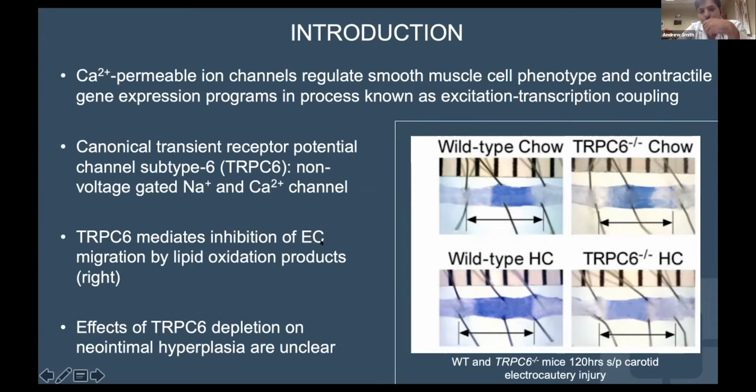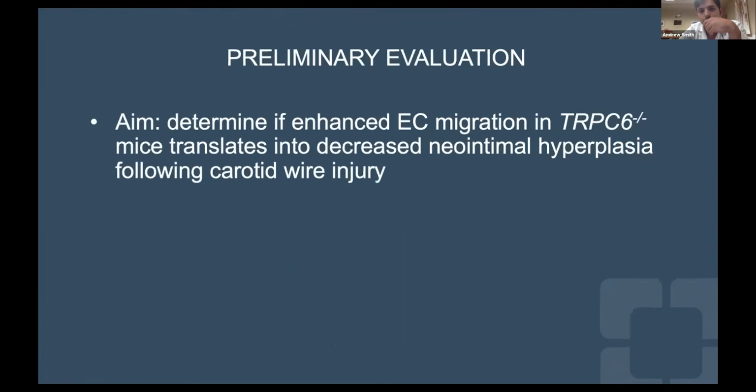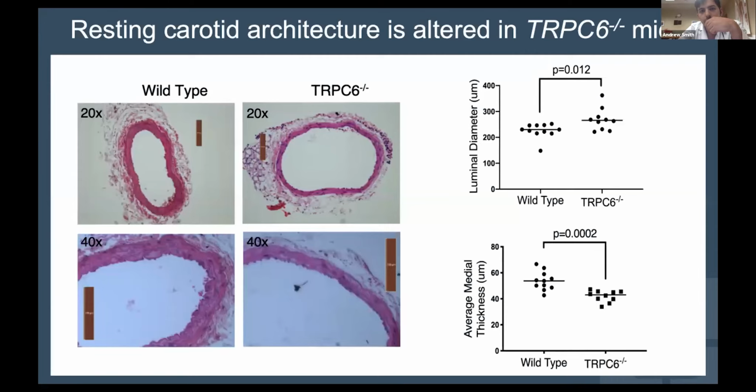The effects of TRPC6 deletion on endothelial migration, in terms of its downstream effects on intimal hyperplasia and remodeling after vascular intervention, are not currently understood. This study was initially undertaken to determine if enhanced endothelial migration in TRPC6 knockout mice translated into decreased neointimal hyperplasia following carotid wire injury. We found several unexpected findings in this study that weren't consistent with our hypothesis.